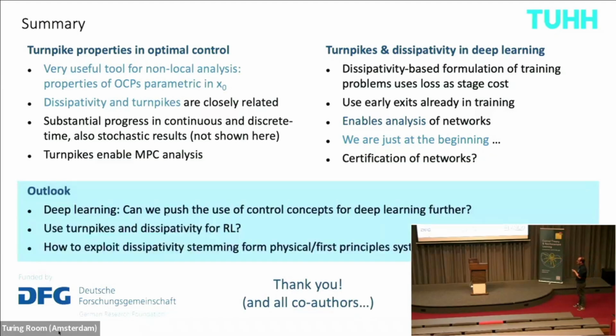Where's the journey going? Can we push that further? The other thing, which is more aligned with the second part of the title of this workshop, is: can we use dissipativity also for reinforcement learning? I think we see that slowly emerging, but I don't think we have really convincing answers yet, at least to my understanding. And of course, you can ask, dissipativity has this physical interpretation. If you have physical system models or first principles models, as we call them in engineering, which model physics with energy dissipation, can you exploit that? But that's a different talk.